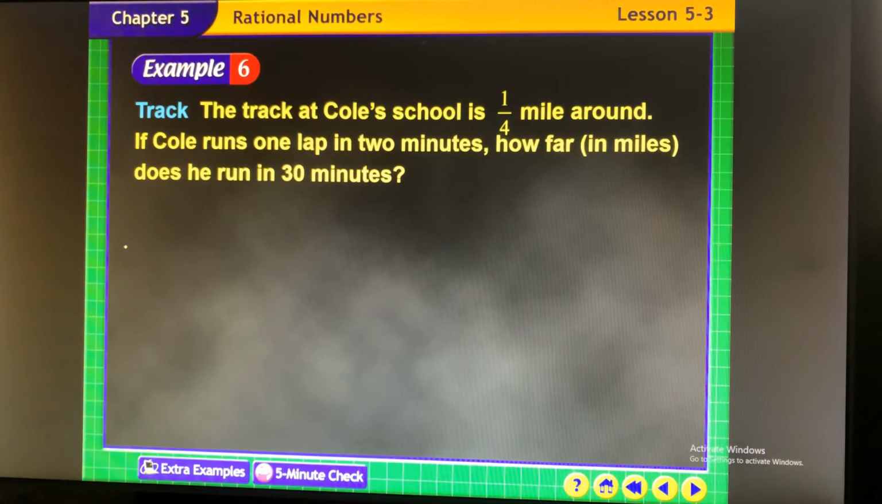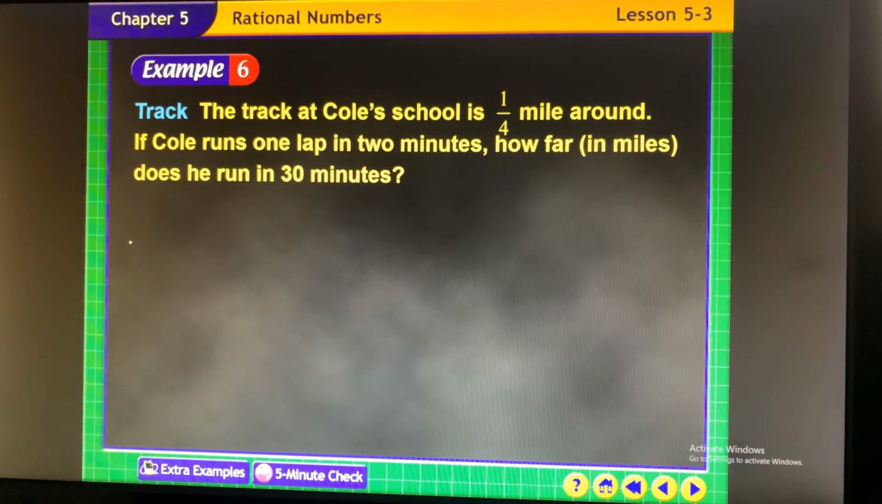The track at Cole School is a 1/4 mile round. If Cole runs 1 lap in 2 minutes, how far does he run in 30 minutes? Well, if he can do 1 lap in 2 minutes, I wonder how many laps he can do in 30. So think about how you want to solve that. It's up to you.